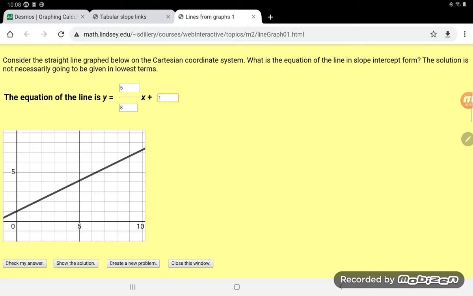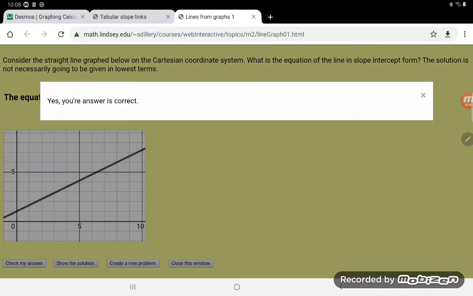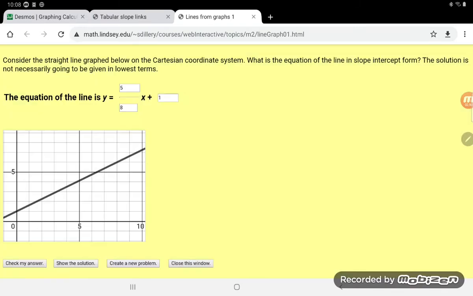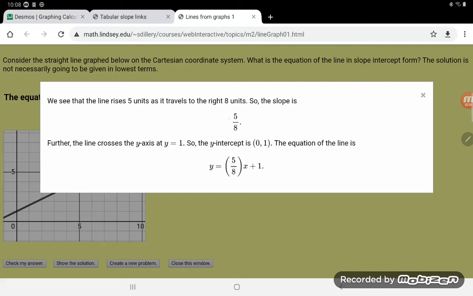So I do that and check my answer. Yes, I was correct. Great. I can look here at the solution. So, it says I went up 5 units, went to the right 8 units. So that's 5 over 8. The slope is 5/8. It crosses the y-axis at y equals 1. So the y-intercept is 0, 1. And so I get 5/8 x plus 1.